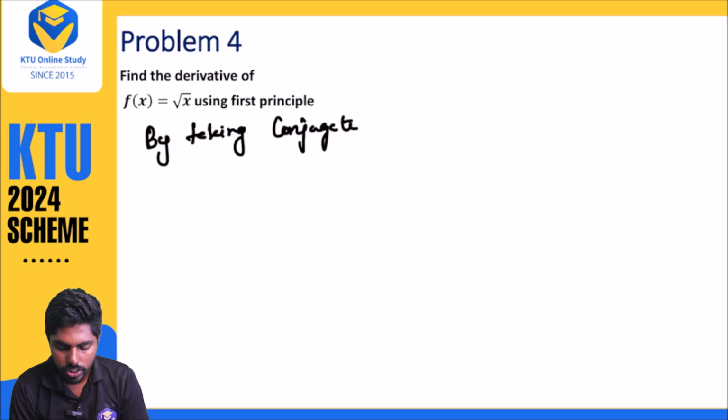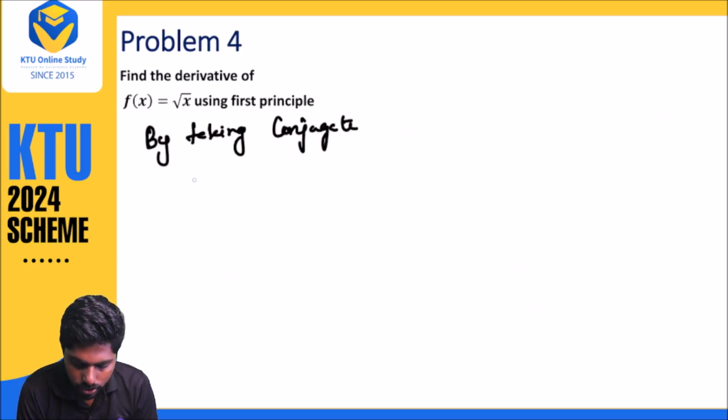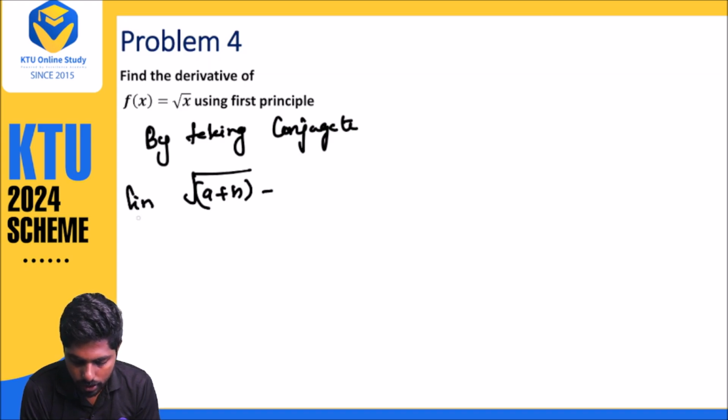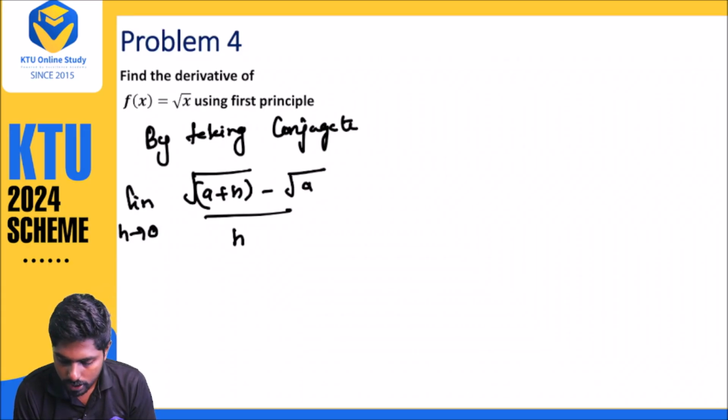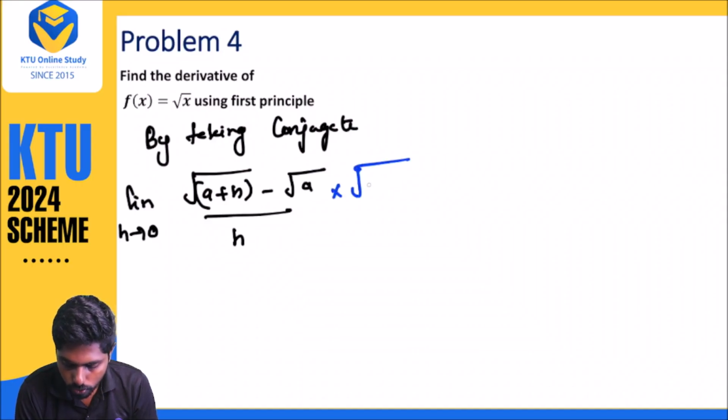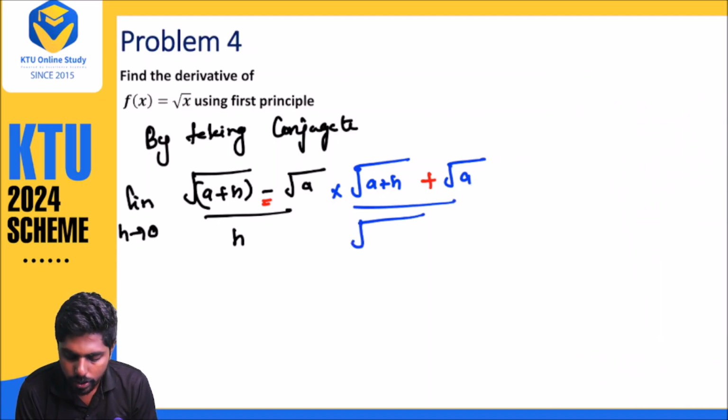So what is the conjugate I can take? The limit as h approaches 0 of root of a plus h minus root a, divided by h. The conjugate is nothing but root of a plus h, with the minus replaced by a plus, plus root a. Multiply and divide by the conjugate, that is root of a plus h plus root a.